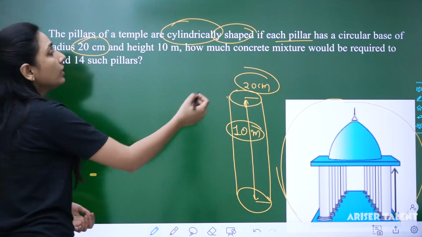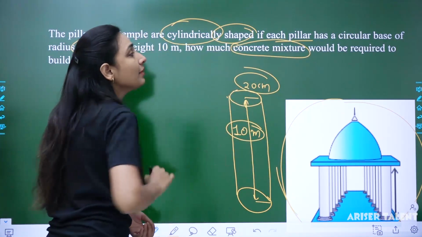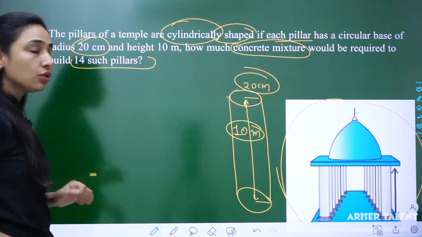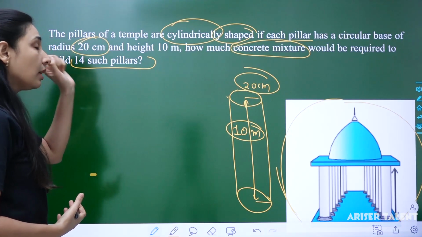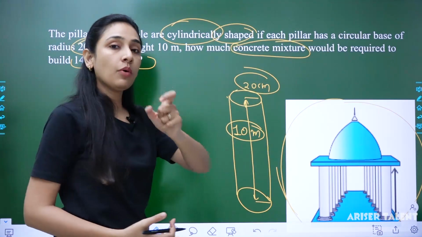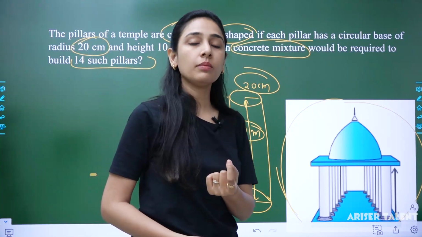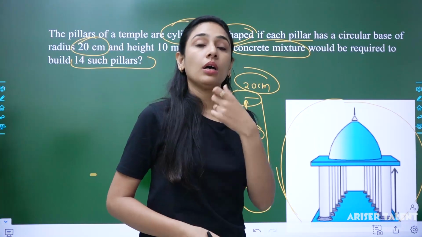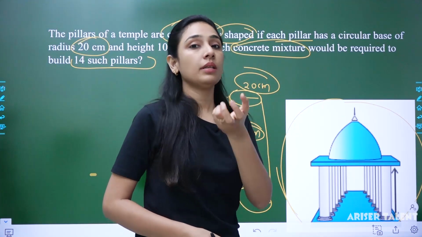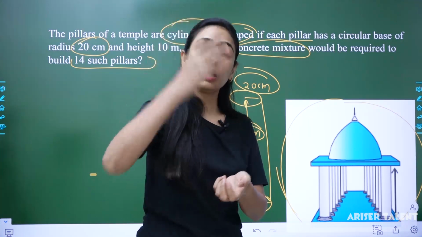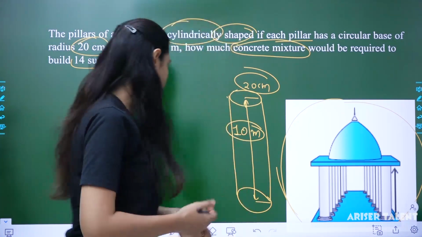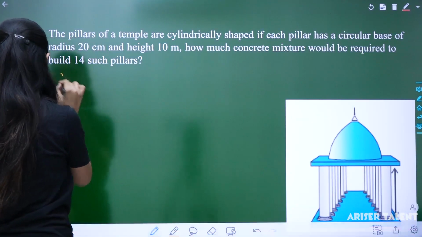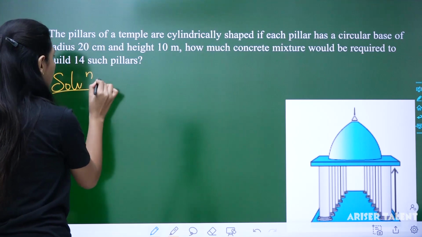Now we have to find out the amount of concrete mixture that would be required to build 14 such pillars. So what amount will you require? The amount used in one pillar multiplied by 14, the number of pillars. The amount of mixture used in one pillar is equal to the complete volume of that cylinder. So, let's now do the solution part.